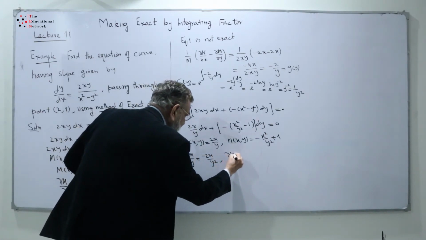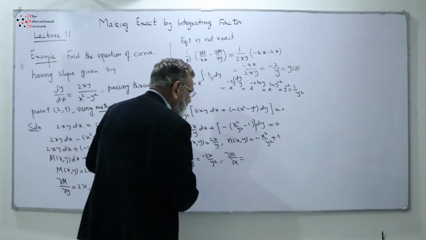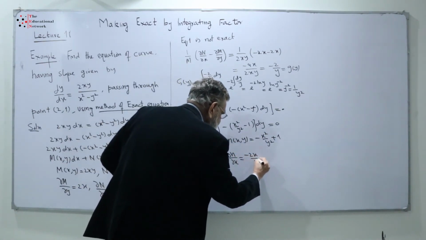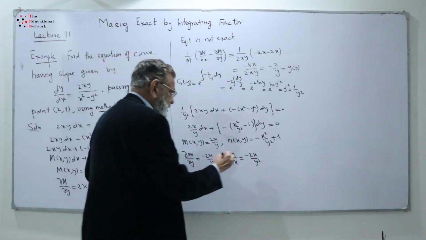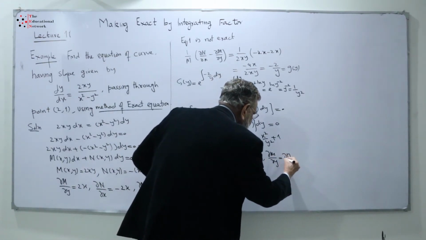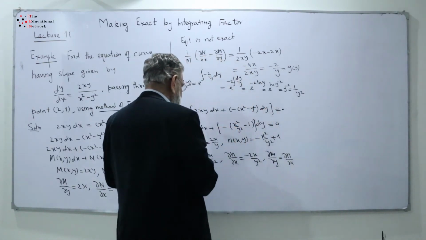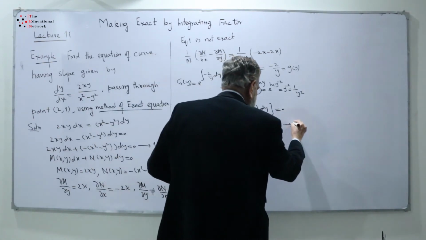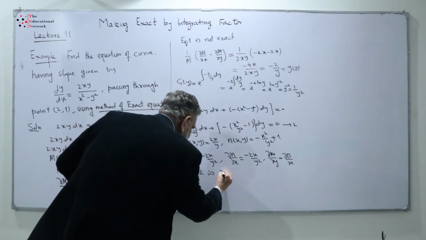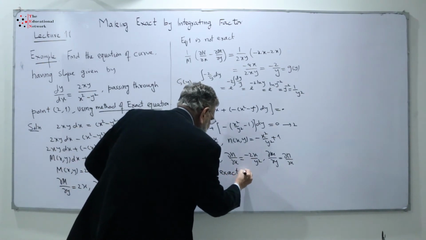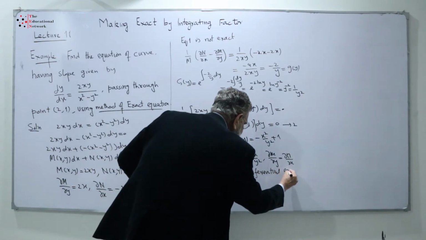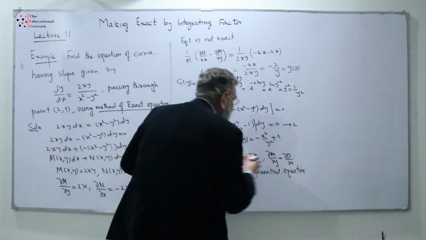Then we have partial N by partial x. The derivative of this one will be minus, the derivative of x square, y is constant, is minus 2x over y square. And the derivative of 1 is 0. So we can see here we have partial M by partial y is equal to partial N by partial x. So I write this differential equation as equation 2. Equation 2 is an exact differential equation. We have made this one exact by multiplying by the integrating factor, which means now we are in a position to solve this one.